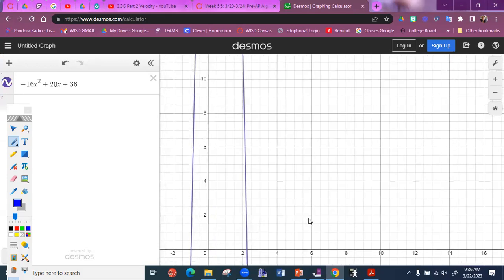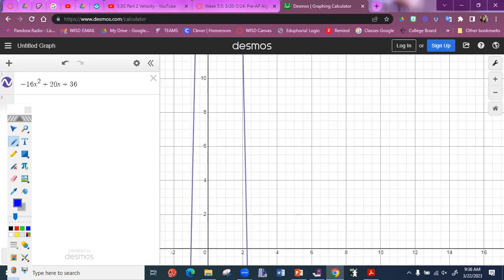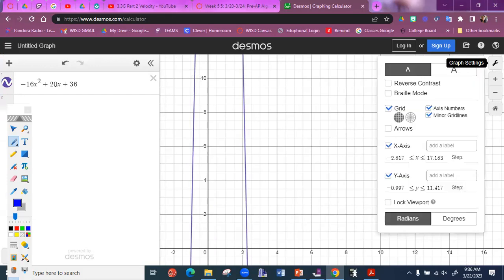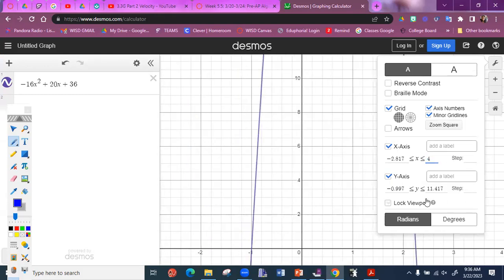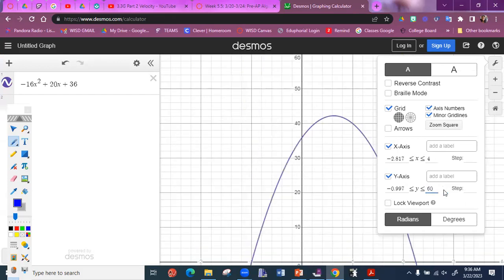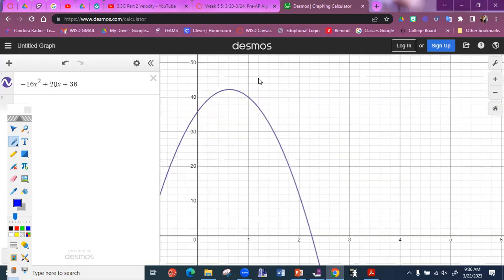I've got to adjust it because I can't really see anything. So I'm going to do a quick adjustment here with the tool instead of practicing with the zoom. You can play with the zoom if you want. I know that my x is pretty small, so I'm going to bring it down to 4. And my y, well, if I'm already at 36, I'm going to have to be higher than that. So I'm going to see about getting to 60. And now I have a better window for my graph.